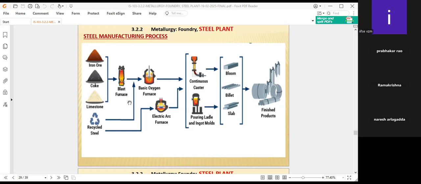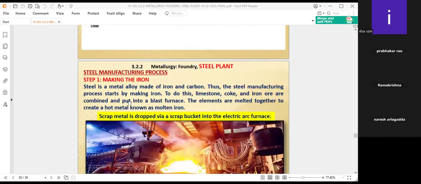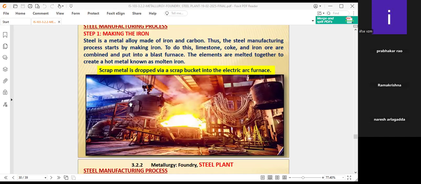Coming to step 1 of the steel manufacturing process, if you see this, scrap metal is dropped via a scrap bucket into the electric arc furnace. See, for example, this one of the electric furnaces is the electric arc furnace here, where scrap metal will be dropped into the bucket of the electric arc furnace.